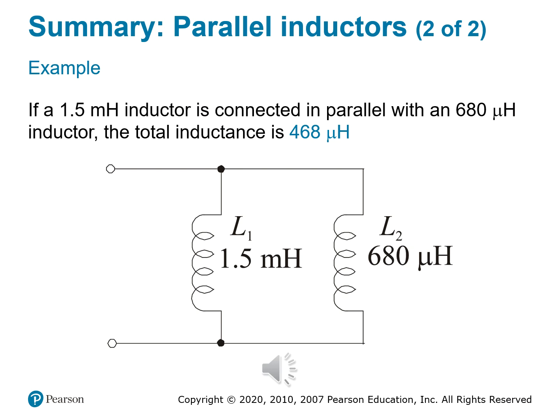So we can use the product over sum for just two inductors. Remember, it's L sub t is equal to L1 times L2 divided by L1 plus L2. So just go ahead and plug in the numbers. 1.5 times 0.68 divided by 1.5 plus 0.68, and we end up with 0.468 millihenries, or if we want to go back to your original units, 468 microhenries.